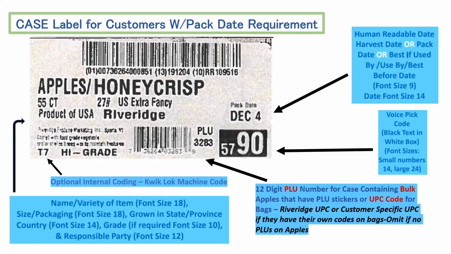The most important, well, not most important, but very important information is the middle section that includes the name and the variety of the item, the size of the pack, that it's grown in the US and grown in Sparta, the country, and the grade and responsible party. Now for the responsible party, that information, we do have some specifics that are defined for a few select customers, where there are times where we wouldn't include River Ridge.